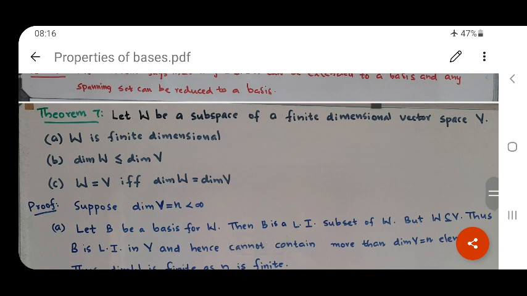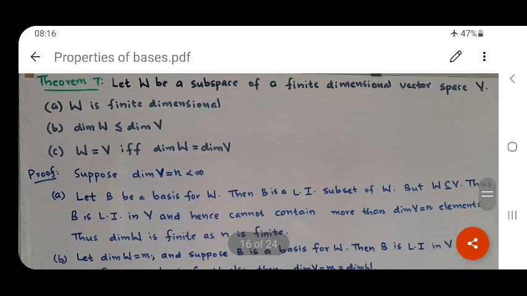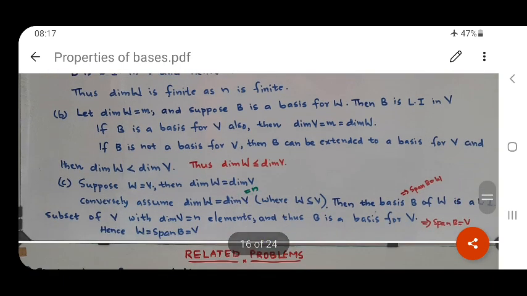So suppose dimension of V is finite, then it has a finite basis. Then any linearly independent set in V cannot contain more than n elements. W is a subset of V, and any basis for W is a linearly independent set of vectors in W which is in V. Therefore, it cannot contain more than n elements. Therefore, we have both A and B. W is finite dimensional, with dimension less than or equal to dimension of V. And for part C, suppose W equal to V, then dimension of W equal to dimension of V.